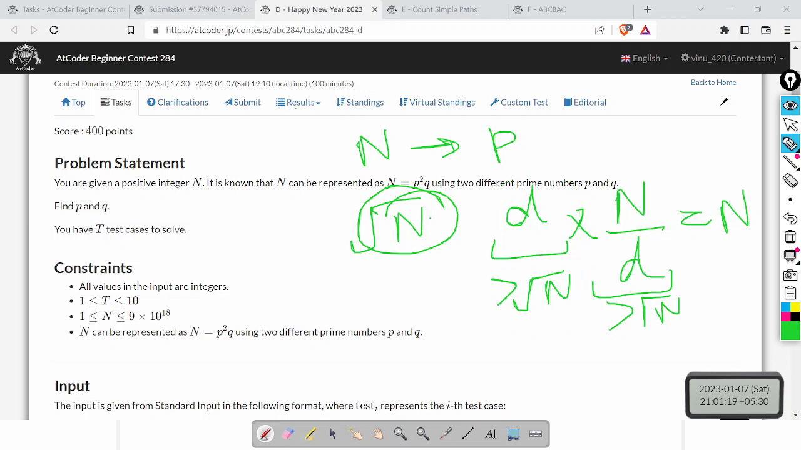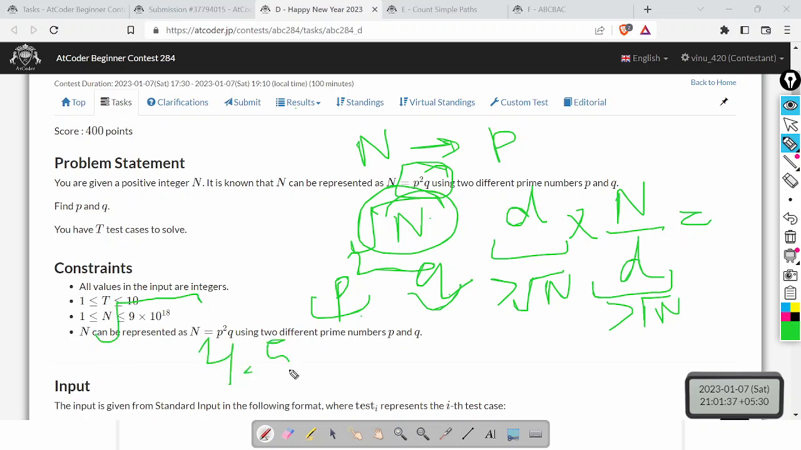In this question, our n is up to 9 into 10 to the power 18. If we iterate on one of the prime factors, p square or q, then we have to iterate up to the square root of this, which is 4.5 into 10 to the power 9, and we cannot iterate up to that extent. So what can we do?